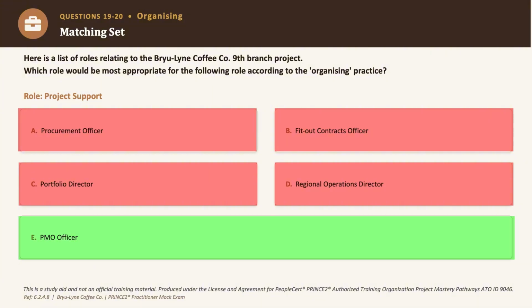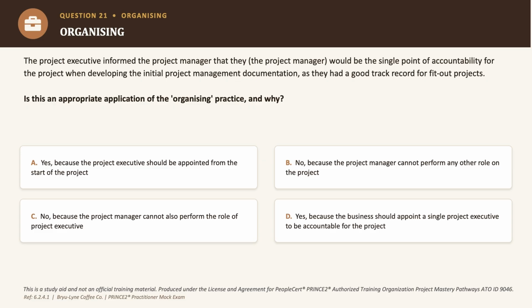Right, so question number 21. So the project executive told the project manager that they would be the single point of accountability when developing the initial project documentation because of a good track record on fit out projects. So is this an appropriate application of the organizing practice and why?